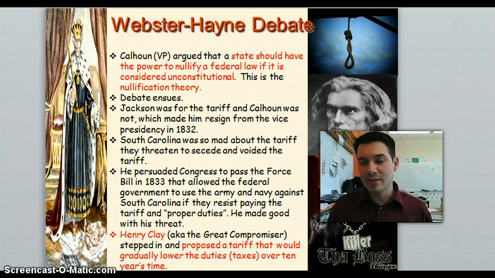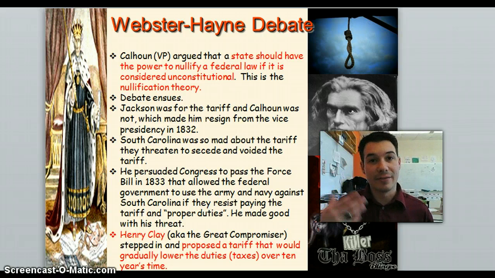Now, the Webster-Hayne debate is very interesting because, of course, you have John C. Calhoun, who's the vice president at the present time, argued that a state should have the power to nullify a federal law if they consider it unconstitutional. This is nullification. The debate ensued. This is very similar to the Virginia-Kentucky resolutions we talked about when we talked about the Alien and Sedition Acts. Again, nullify it if a state thinks it's unconstitutional.